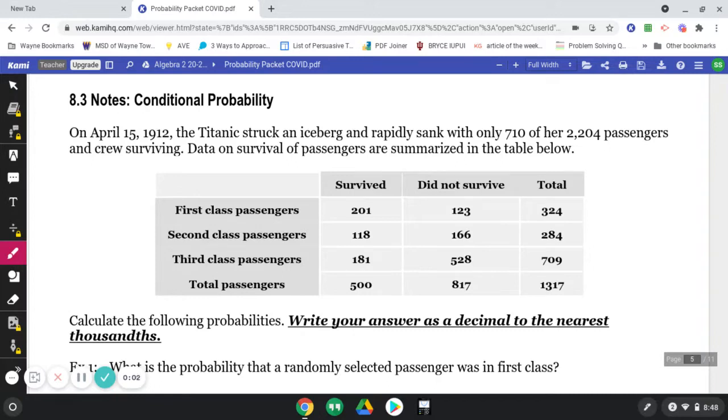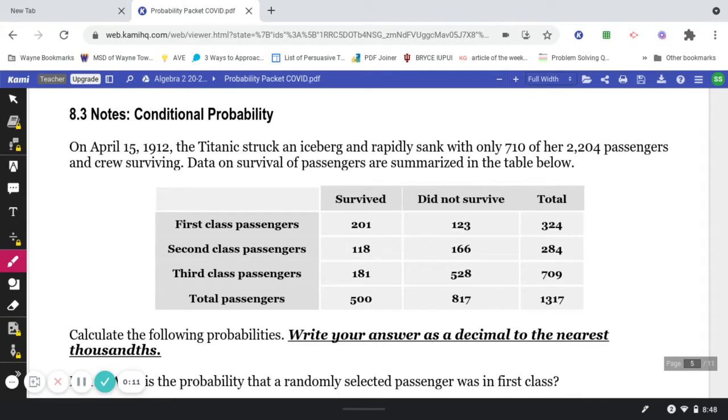These are the 8.3 notes for Algebra 2. We're going to talk today about conditional probability. So our first problem has to do with the Titanic. On April 15th, 1912, the Titanic struck an iceberg and rapidly sank, with only 710 of her 2204 passengers and crew surviving. Data on survival of passengers are summarized in the table below.